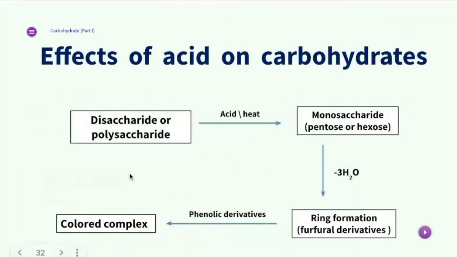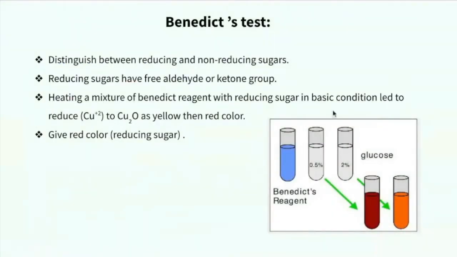Okay, let's see the effect of acid on carbohydrate. Let's say it is a disaccharide or polysaccharide. When there is a stimulus by heat or acid, it will break down into its monosaccharides, the pentose or hexose, releasing H2O, and then the ring formation will be in a precipitate form, in a colored form. So why is the color important? Because we want to detect the presence of carbohydrate in a sample. For example, if we want to detect glucose using a Benedict reagent, if the glucose is present, there is a yellow then red color precipitation because of the oxidation that occurs in the reaction.